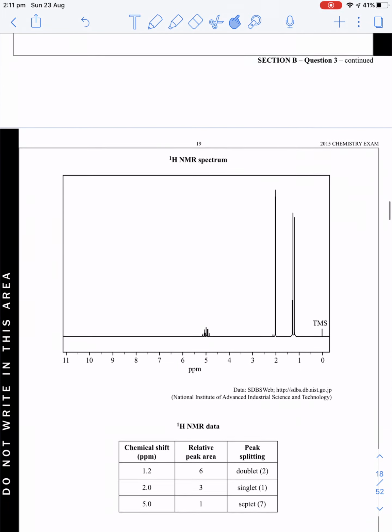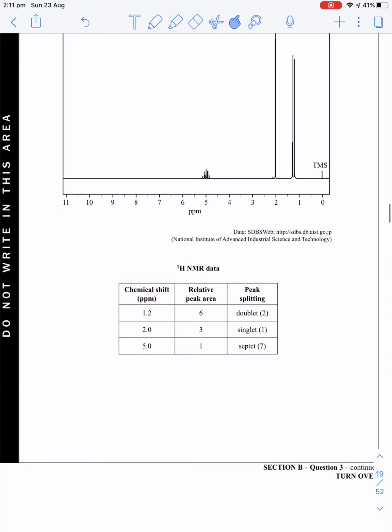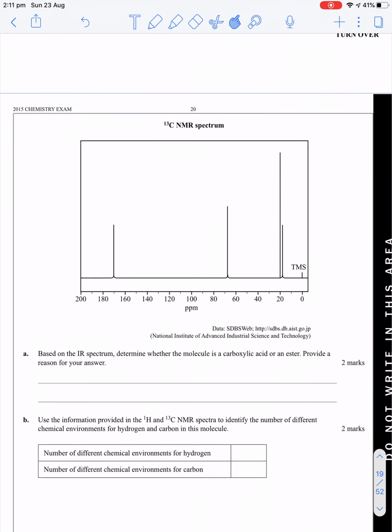Moving on, I can see I've got 3 different hydrogen environments with their splitting patterns provided in the table below, and from the carbon NMR I can see that I've got 4 carbon environments. So part A wants us to determine whether the molecule is a carboxylic acid or an ester, and we've already done that, so we said that it's an ester.